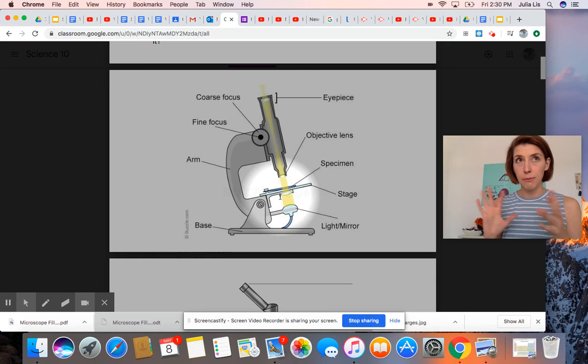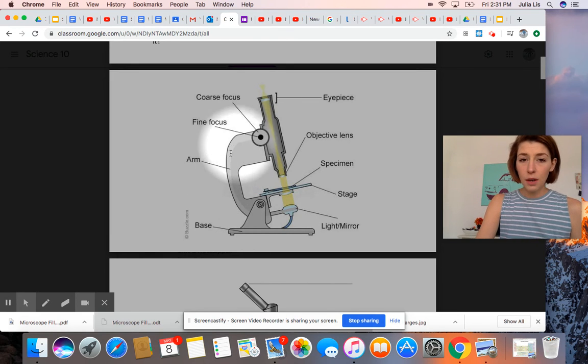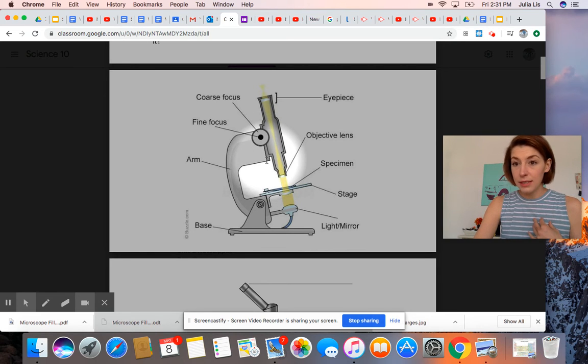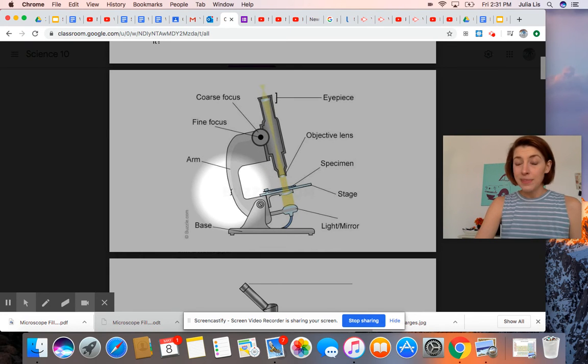It's like a dimmer switch. Okay, so in some fancy living rooms or some fancy houses or rooms, you might see a dimmer switch where you can change the brightness of a light, and that's how the diaphragm works. So the diaphragm is going to be right below the stage. This is called the arm, okay? And you would say that it holds the objective lenses all in place and kind of gives it that structure. So this is the arm.